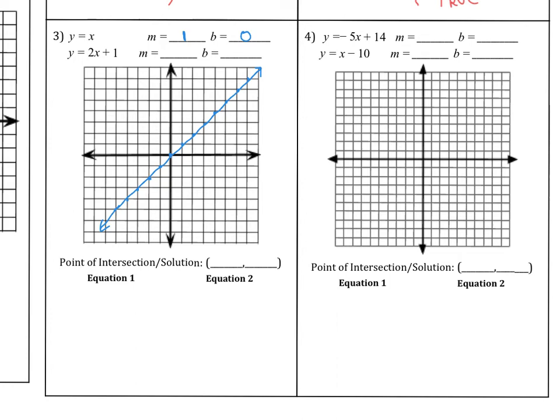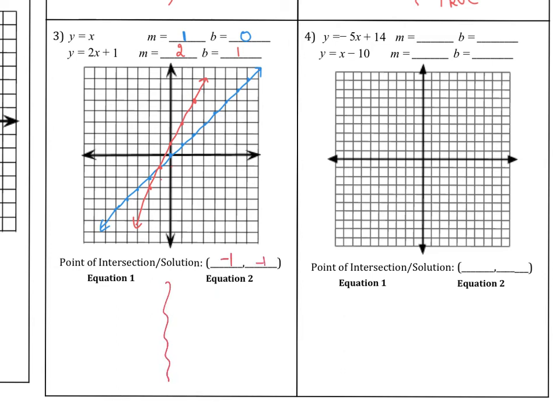Next line is y equals 2x plus 1, where the slope is 2 and y-intercept is 1. So you're going to start from 1 and then the slope is up 2 over 1, and at the same time on the other side down 2 over 1. Connect these points, you're going to get the line graph that is intersecting at this point, which is negative 1 comma negative 1. So the point of intersection is negative 1 comma negative 1.